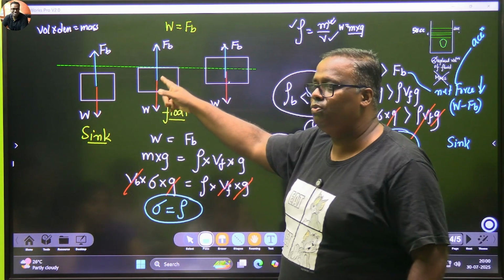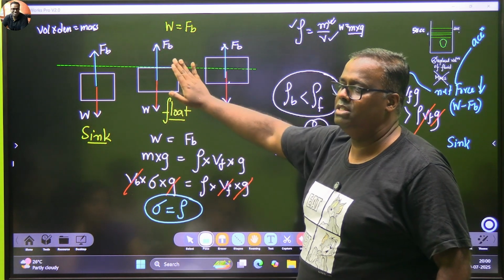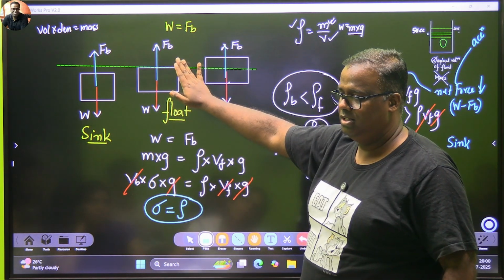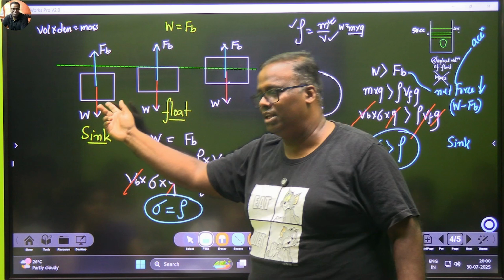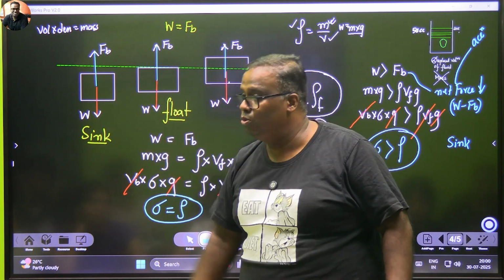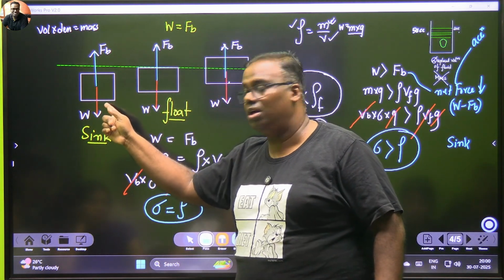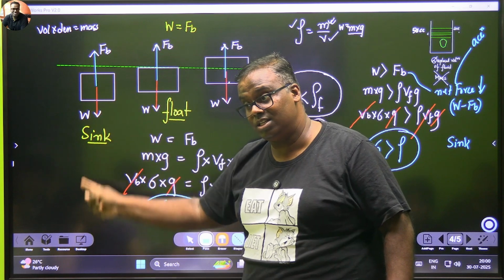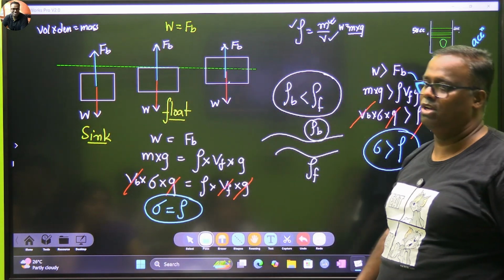If that buoyant force can manage your weight, भाई साहब आप बच के रहोगे. और अगर आपके वेट को बैलेंस नहीं कर पाया, आप डूब जाओगे. क्या मैं वहीं रहूंगा? बिल्कुल नहीं. आप एक्सीलरेशन के साथ नीचे जाओगे. Very fast you will travel.